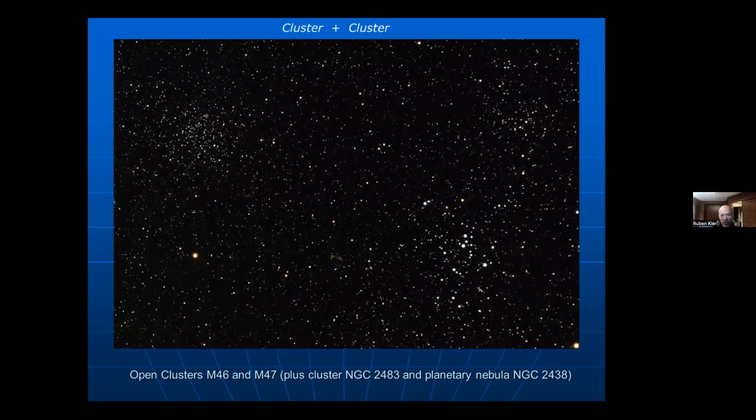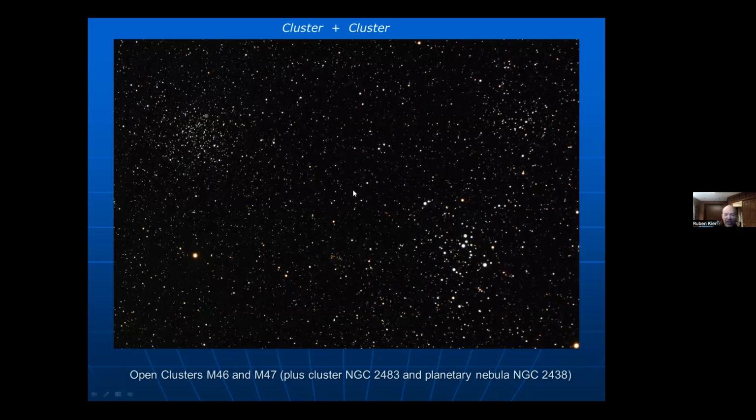If you've chosen your field of view, you can do cluster and cluster. You can do nebula and nebula. You can do galaxy and galaxy, and you can mix them up. So this example of cluster and cluster, and this is not just two star clusters. This is not an accident. This is a third star cluster.